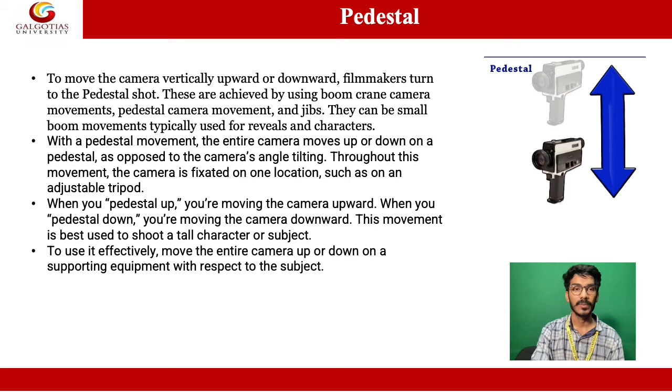Pedestal is another type of camera movement. To move the camera vertically upward or downward, filmmakers turn to the pedestal shot. These are achieved by using boom, crane, pedestal camera movement, and jibs. They can be small boom movements, typically used for revealing the characters. With a pedestal movement, the entire camera moves up or down on a pedestal as opposed to the camera's angle tilting. Throughout this movement, the camera is fixated on a location such as on an adjustable tripod.